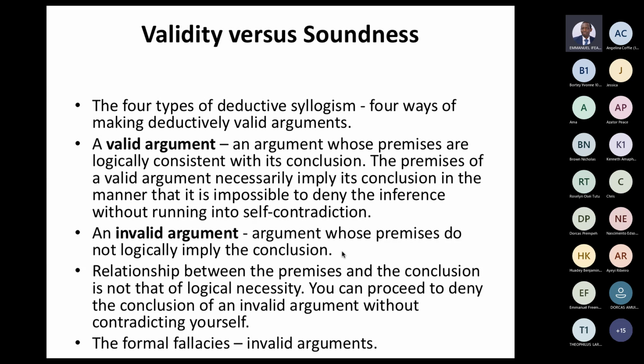Now, the invalid arguments, or rather the fallacies we saw here, are called formal fallacies. So the fallacy of denying the antecedent, the fallacy of affirming the consequent, and the two hypothetical fallacies, they are all called formal fallacies. They are fallacies that occur in deductive reasoning.